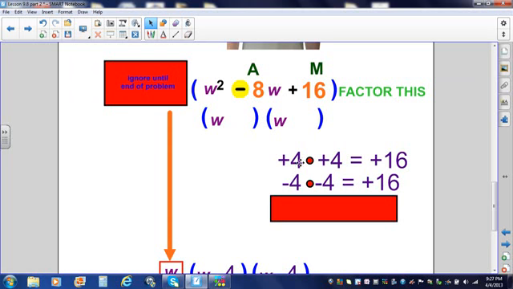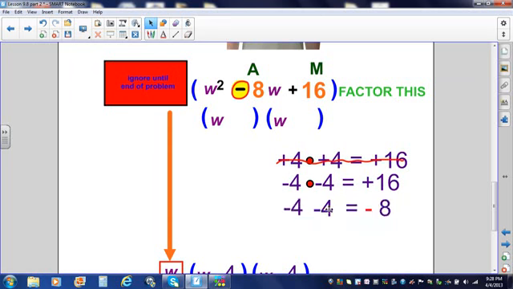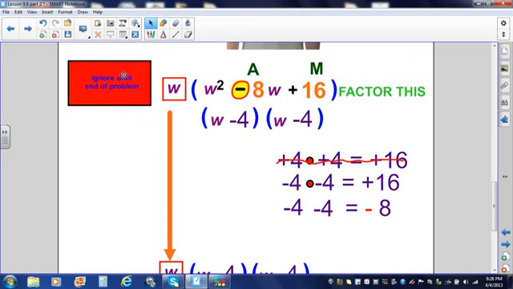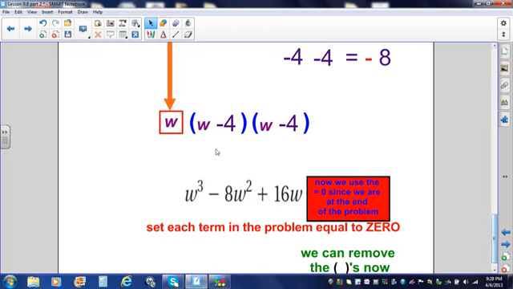Well, 4 plus 4 gives me positive 8. I want negative 8. So it can't be these. I'm thinking a negative 4 minus 4 does give me negative 8. So I'm going to put a minus 4 here, and I'm going to put a minus 4 here. Now that I'm coming up to the end of the problem, I'm going to take this W that's on the outside of the parentheses, and I'm going to put it right here. So I have W that they all shared, parentheses W minus 4, parentheses W minus 4.